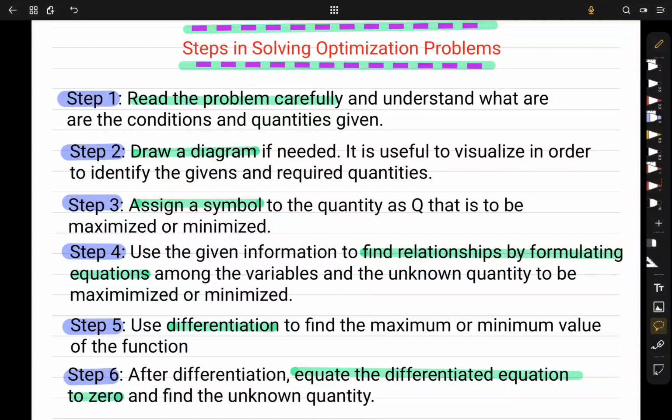So I hope that these steps will be used in our way to solve a optimization problem. So without further ado, let's move to our examples.